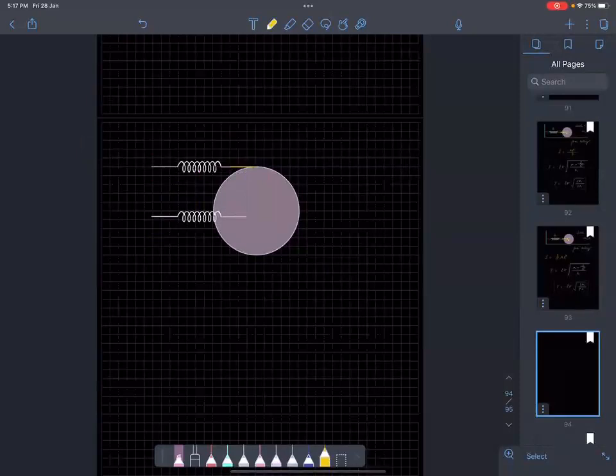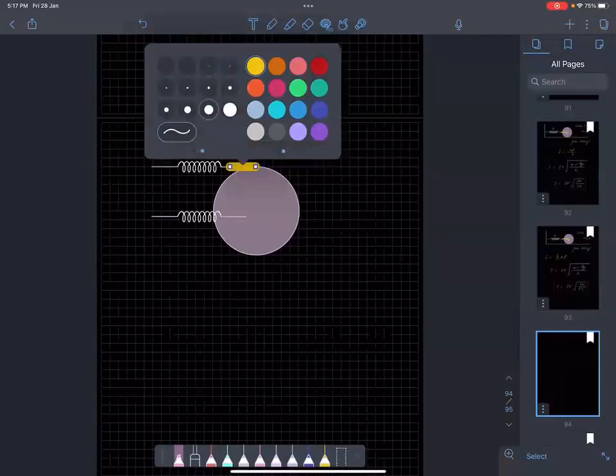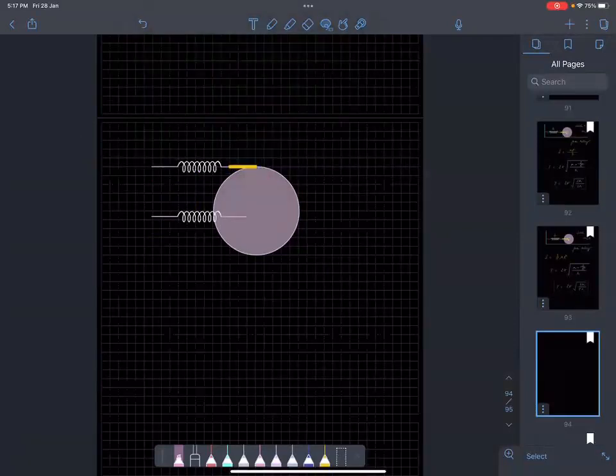So one spring is attached here. Another spring is attached to the center, like this. I think this is the center, right? So this is a disk. There are two attachments to this disk. One is at the center here. Can you see?